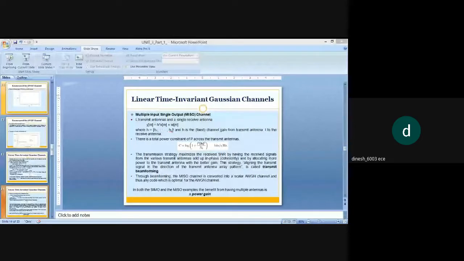where h is h1, h2, h3 till hL, the whole transpose, and h_l is the fixed channel gain from the lth transmit antenna to the receive antenna. So there will be a total power constraint of P across these transmit antennas, and the capacity is equal to log of 1 plus P times norm of h squared divided by N naught bits per second per hertz.